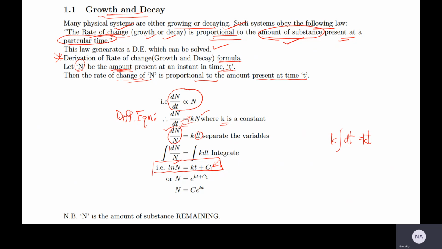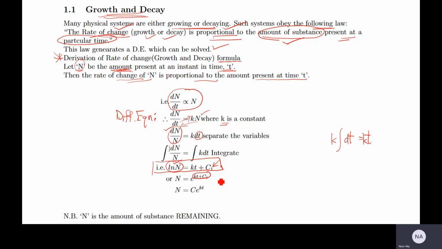However, I'm going to write this in another way. The reason is I know many people have problems with logs, but you shouldn't have at this stage. Nonetheless, I'm going to go a little further. If ln N is equal to kt plus c1, to eliminate ln, I introduce my exponents. So it'll be e, but the entire right-hand side goes into the index.